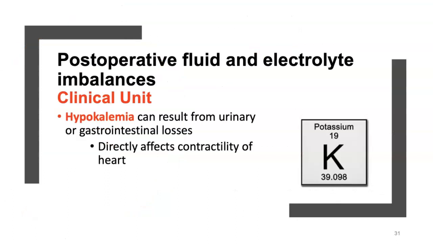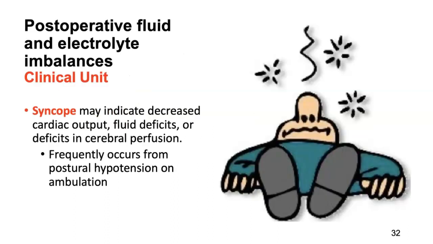Hypokalemia causes dysrhythmias, and it can be a consequence of urinary and GI tract losses and inadequate potassium replacement. So remember that hypokalemia directly affects the contractility of the heart. Syncope or fainting may occur as a result of decreased cardiac output, fluid deficits, or deficits in cerebral perfusion. And it frequently occurs from postural hypotension on ambulation.